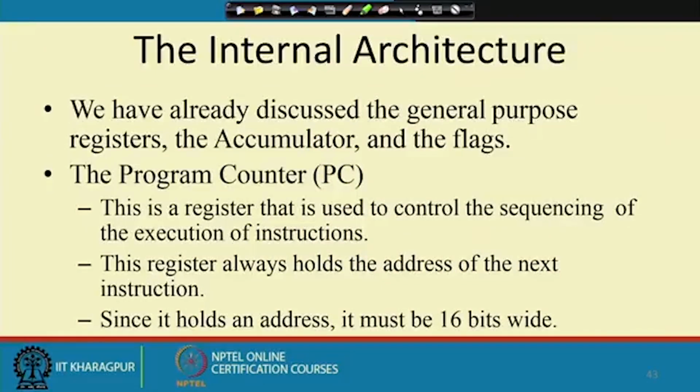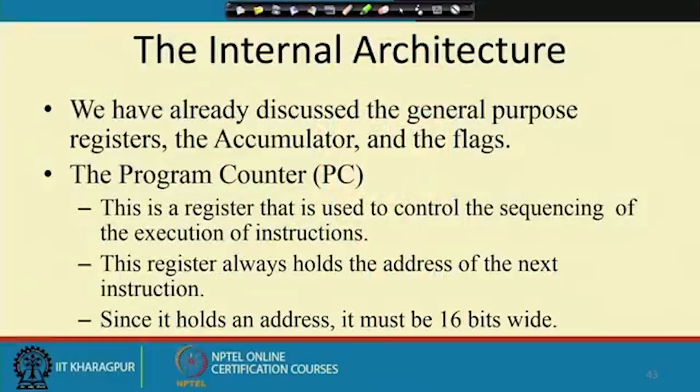I hope you understand this if you are trying to jump from one location to another. Suppose I am at present executing an instruction at memory location 1000, and the next instruction I want to execute has to be from location 3000. Then what I need to do essentially is that the program counter should somehow be loaded with the value 3000. That is the responsibility of the program counter.